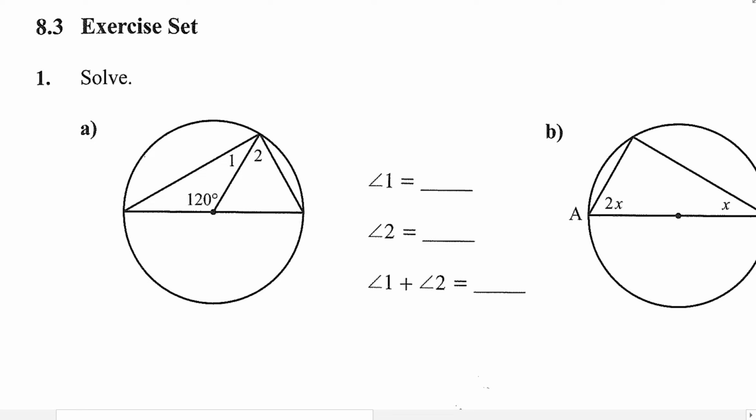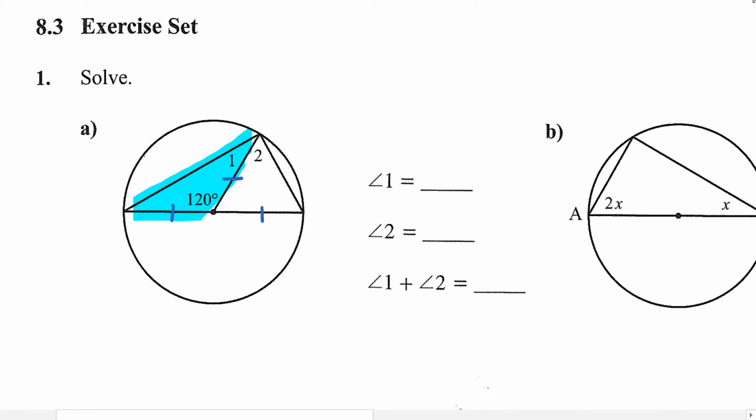I'm now starting the homework questions on lesson number 3 in the circle geometry chapter. For question number 1, I need to find angles 1 and 2. You can start out this question by marking in the radius. So here's a radius, there's a radius, and there's a radius. And then you can see that you have now created an isosceles triangle.